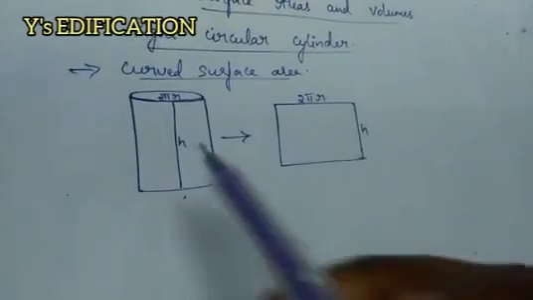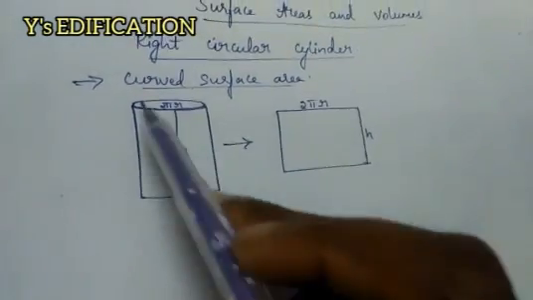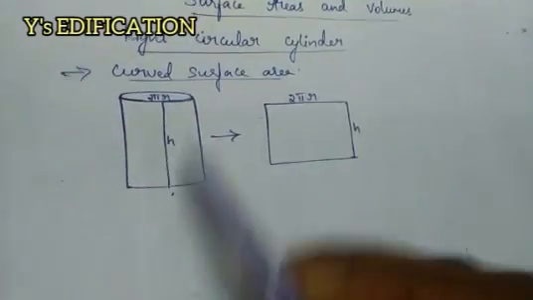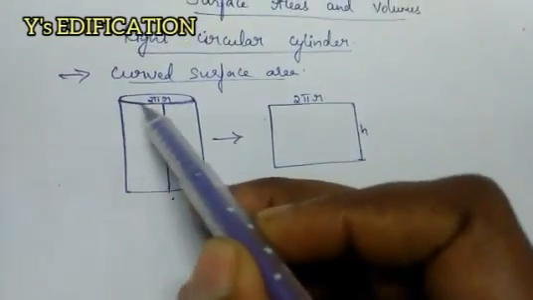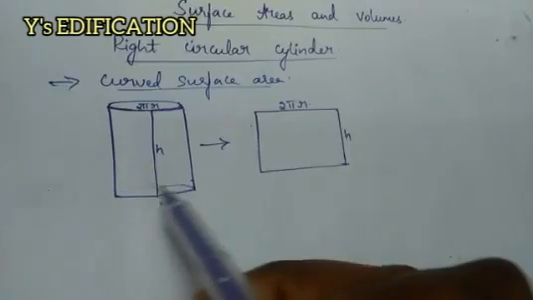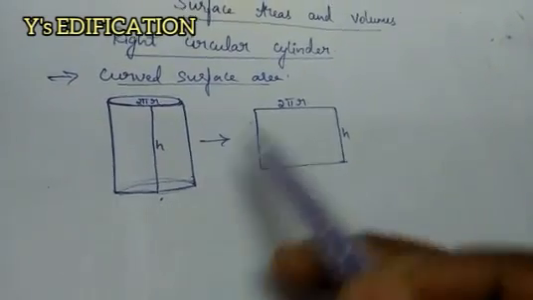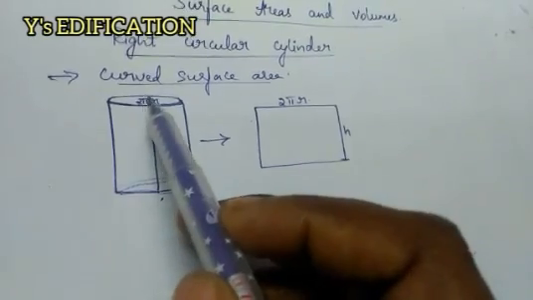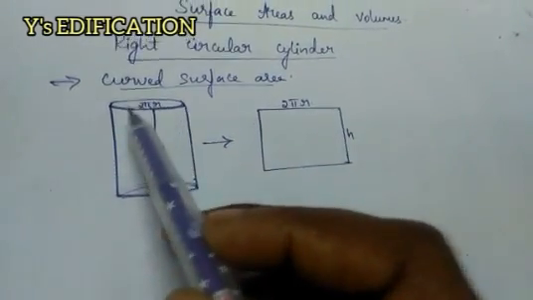So curved surface area, let us take a cylinder. Assume that this is a cylinder, and this is the height of the cylinder. If we observe, the top and base areas are circular in shape. So what is the circumference of a circle? 2 pi r.